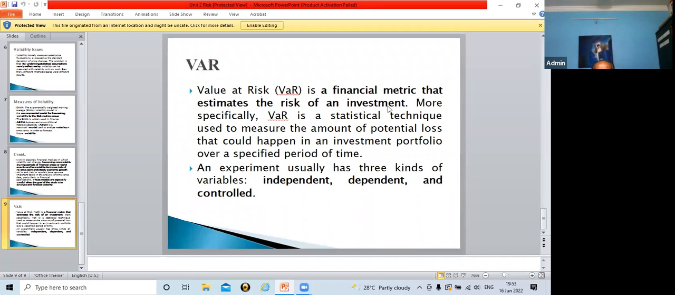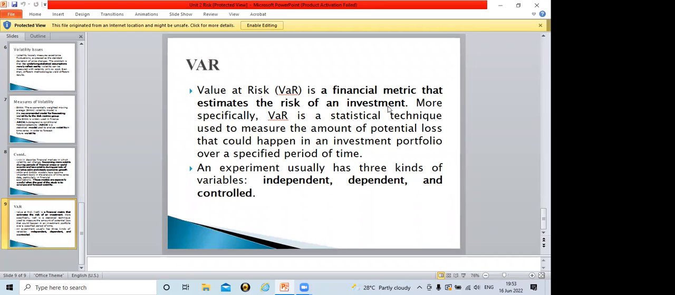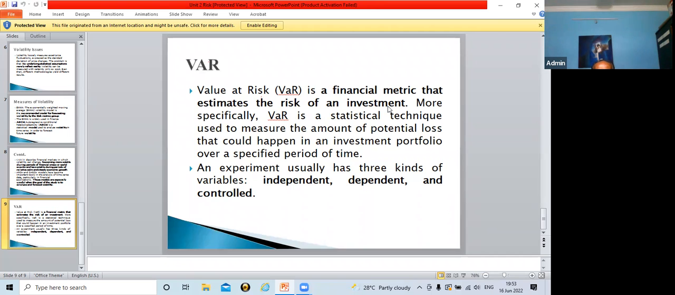Yes, please. What is VAR? So, value at risk. And what do you mean by VAR? It is a financial metric that estimates the risk of an investment.